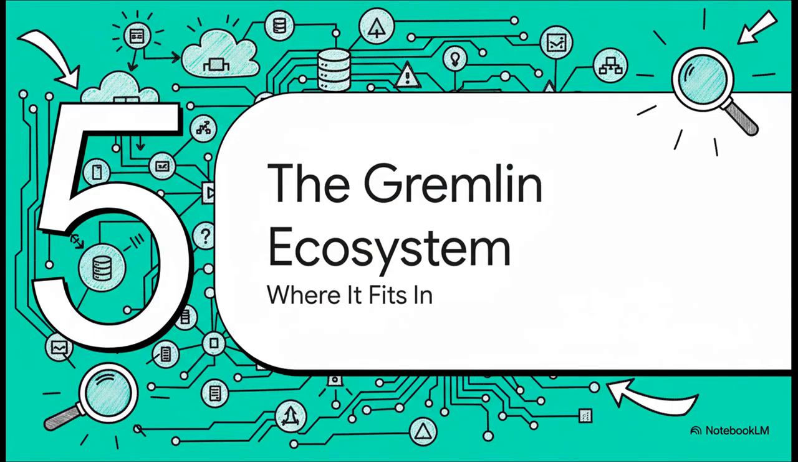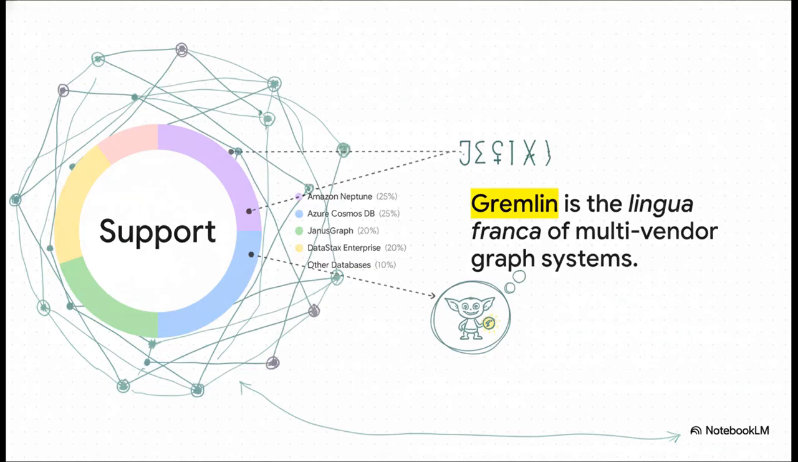So, with all this power, where does Gremlin actually live? How widely is it even used? Let's zoom out for a second and look at its place in the bigger tech world. And this, right here, is arguably Gremlin's greatest strength. This is not some niche, obscure tool. It is the standard query language for major cloud databases like Amazon Neptune and Azure Cosmos DB, and for really popular open-source engines like JanusGraph. It has become the de facto lingua franca for graph databases.